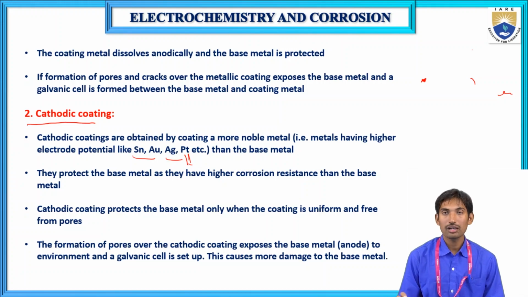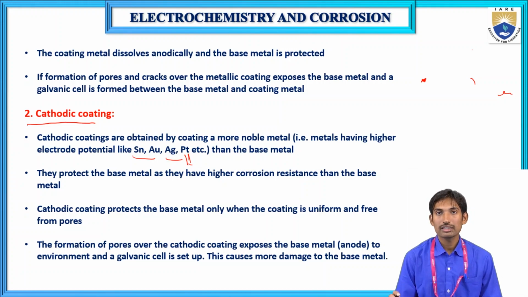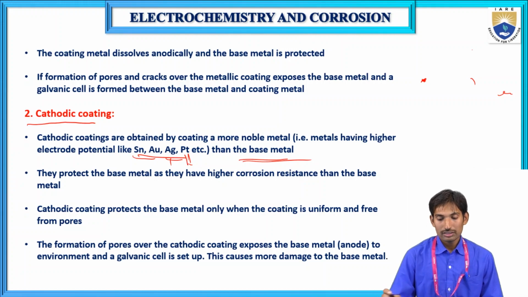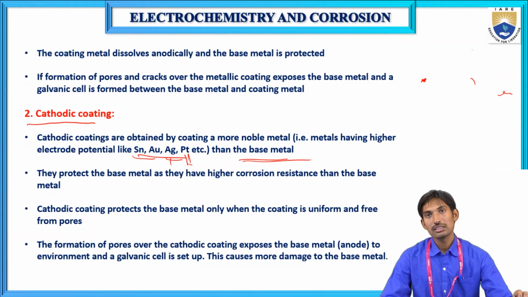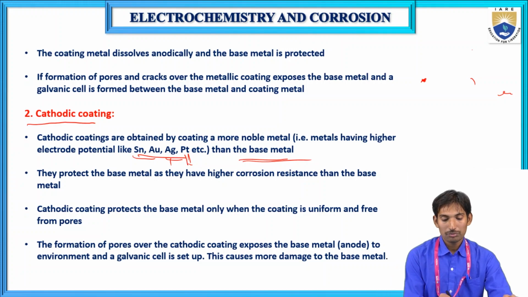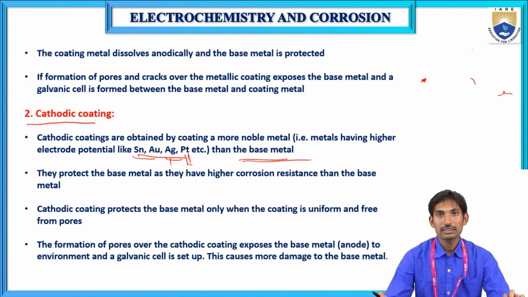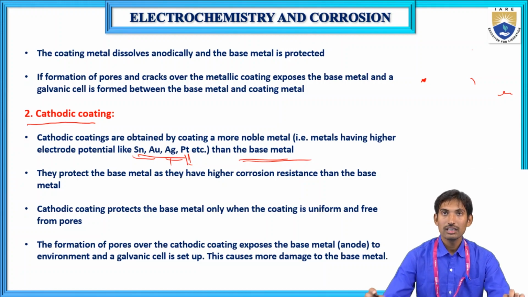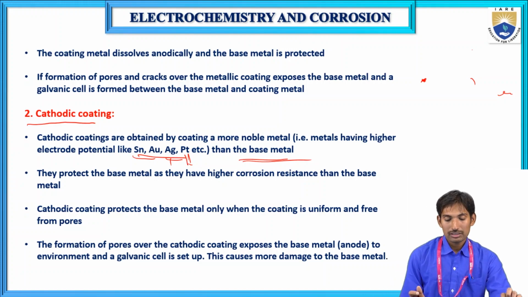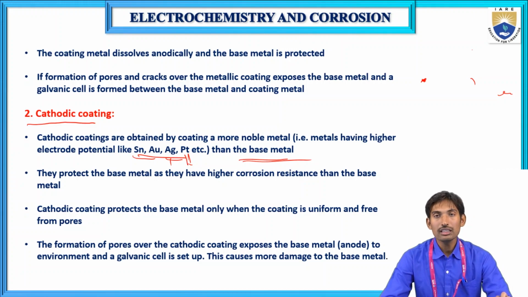These coating metals tin, silver, platinum act as cathodes and our base metal acts as anode. The reduction potentials of these cathodic metals are very high compared with our base metal. So in this case, our base metal will be coated with these cathodic metals such as tin and platinum, etc. So this type of coating is called cathodic coating.